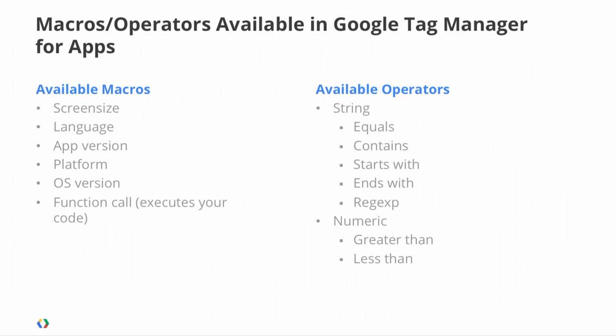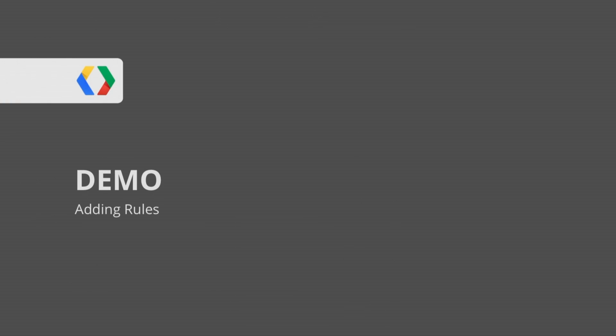What other sorts of macros are there that are available to you out of the box? You've got the screen size, the language the user is using, app version, platform, OS version, and then as well, this backdoor function call where you can really do anything you want. And then operators, both string and numeric operators to deal with those values. Let's look at a demonstration.